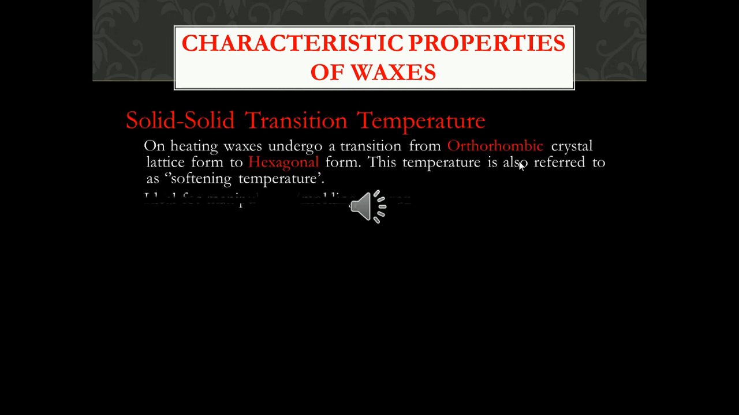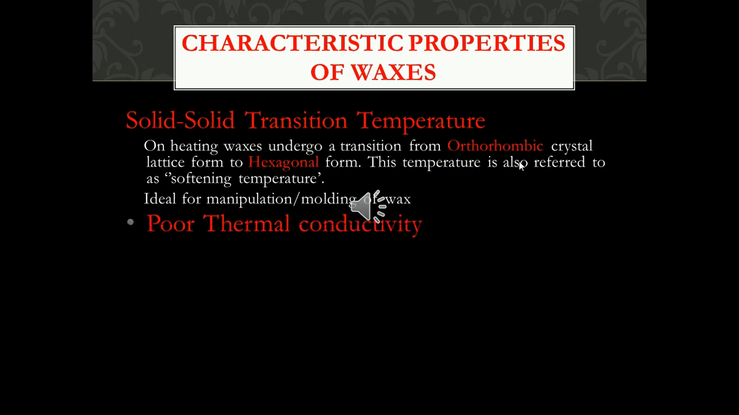Next is the solid-solid transition temperature. Now, this is basically a phenomenon which is seen when waxes are heated. They naturally have an orthorhombic crystal lattice structure, and on heating them to the solid-solid transition temperature, they change from this orthorhombic crystal lattice form to a hexagonal form. The temperature at which this change takes place is called the softening temperature. This is the ideal temperature for the manipulation and molding of the waxes, and it is well before the melting point. Again, the clinical significance is that at this temperature we can carry out whatever manipulation or molding we want to carry out.